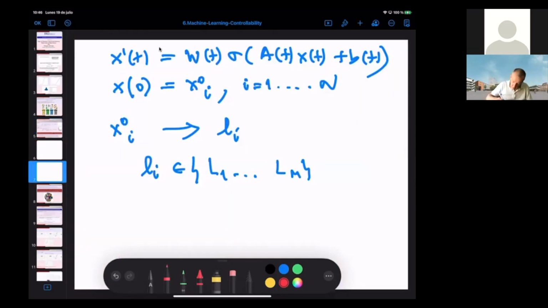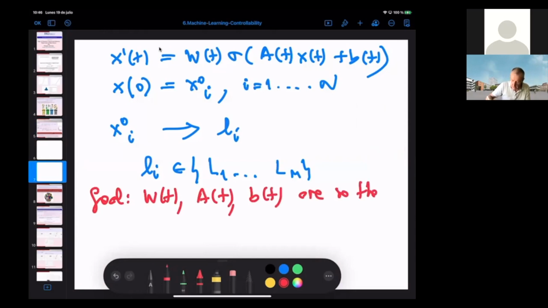And what is the goal, right? As I said, the goal is that WT, AT, and BT are such that the solution X, which of course differs whenever I change the initial datum, will go to the class that corresponds to it. This is the goal, right?